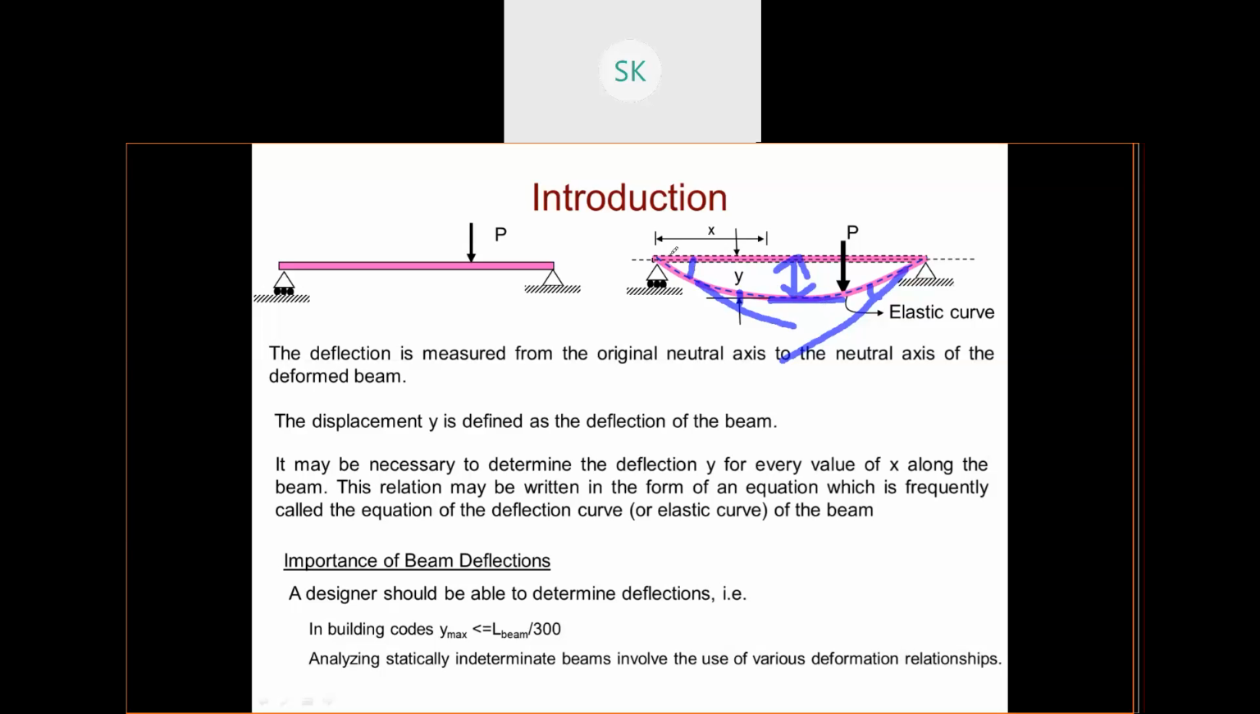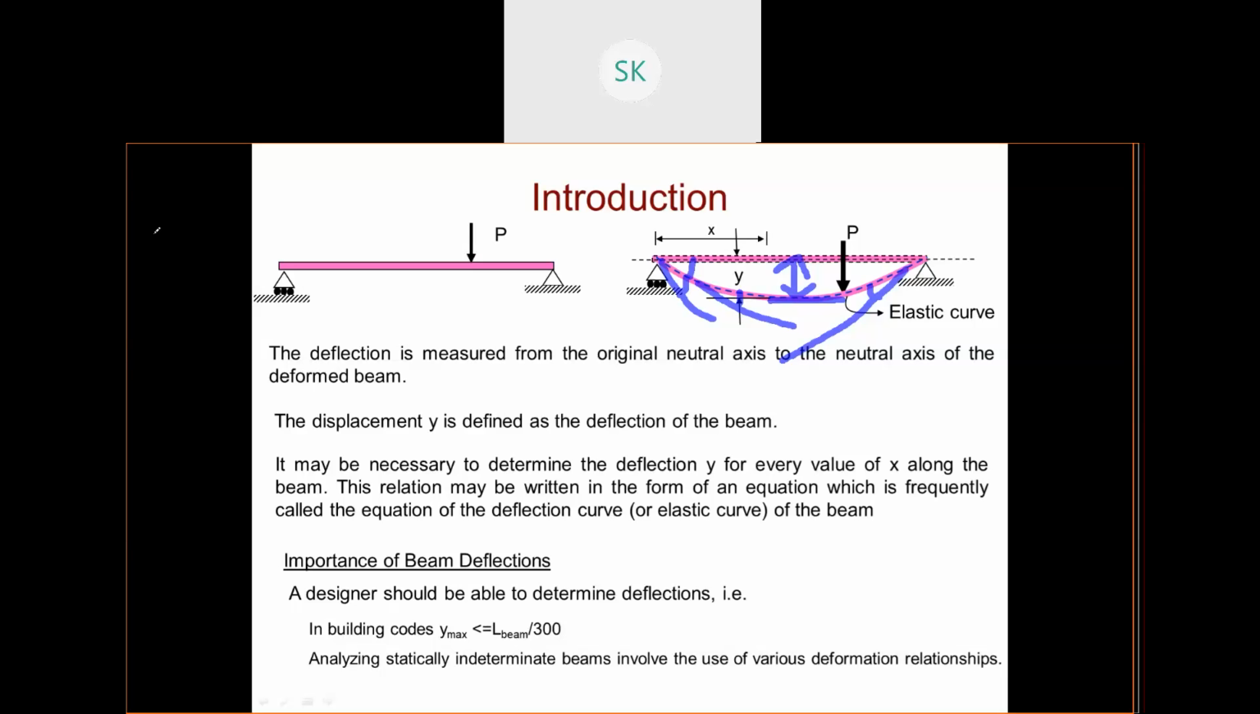But at support, your deflection will be 0, but you will have some theta. So at supports you will have slope, but deflection will be 0. And at midspan, deflection will be maximum, but your slope will be 0. These are some boundary conditions we will see.